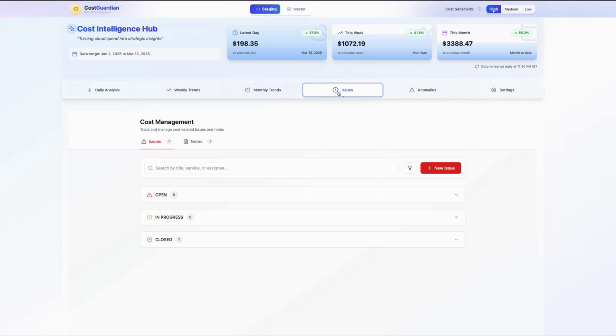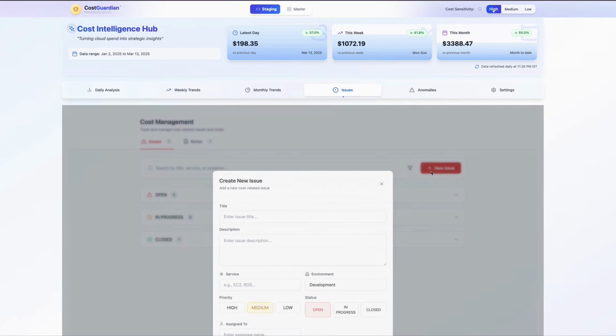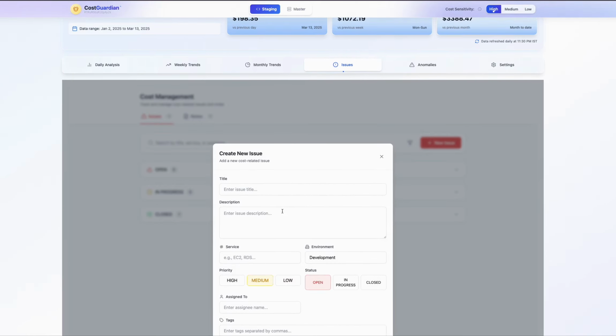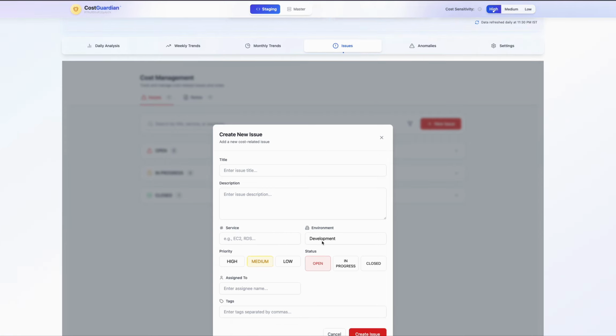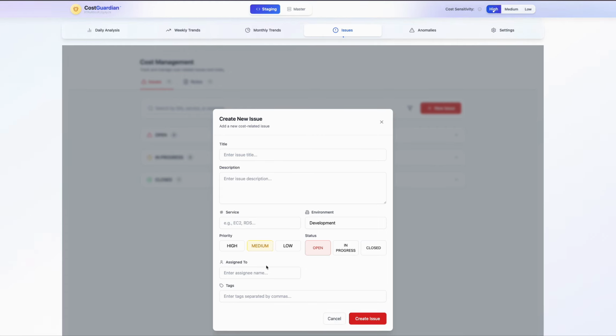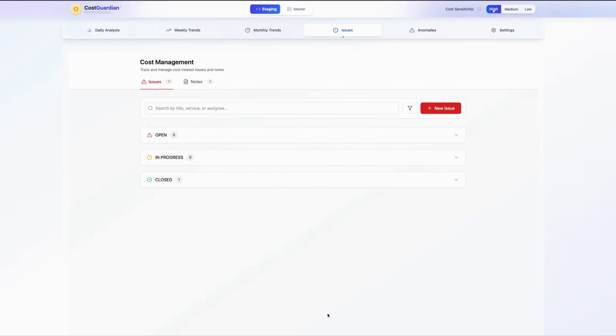So it requires multiple different tools. But what we have done is we have created our own issue management system where you can just raise an issue, enter the title, enter the description, which service that issue belongs to, and which environment. In our case it could be staging, master; in your case it could be staging, development, production, pre-production. Based on that, you can set the priority, assign that ticket to someone, and then just create an issue.